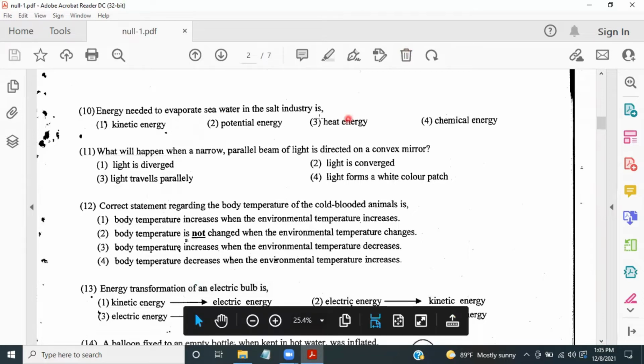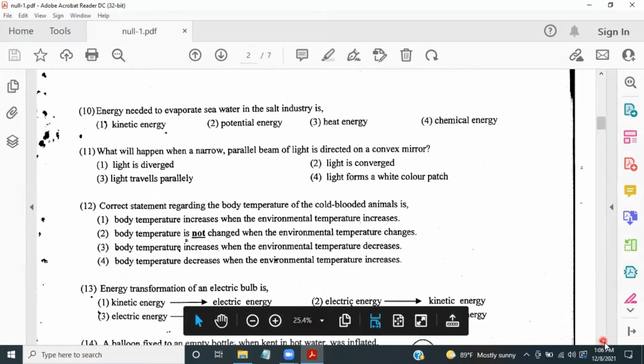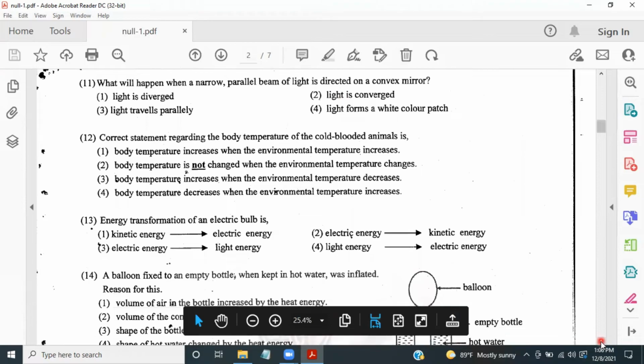Answer number 3. What will happen when a narrow parallel beam of light is directed on a convex mirror? If it is directed on a convex mirror, the light is going to be spread. That is known as divergence. So light is diverged. The 12th one is out of syllabus.